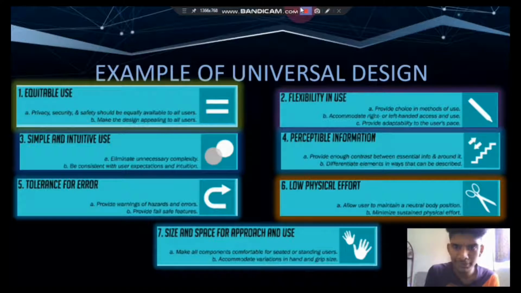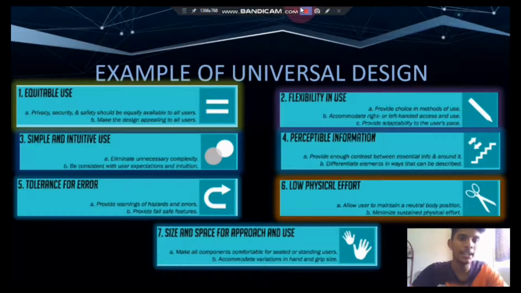Example of universal design. The first thing is equitable use. Privacy, security, and safety should be equally available to all users. Make the design appealing to all users. Second point is flexibility in use. A, provide choice in method of use, for example right or left-handed access and use. C, provide adaptability to the user's pace.